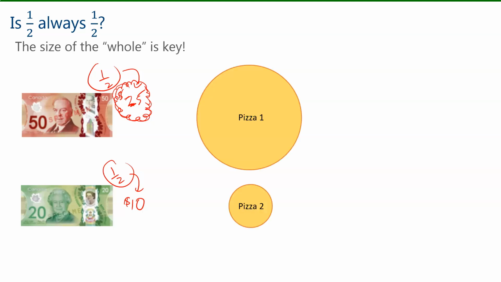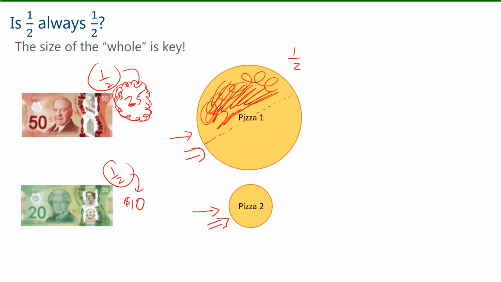Let's look at a couple of pizzas. So we have one larger pizza right here, and we have a smaller pizza right here. But pizza 1 is a whole pizza, and pizza 2 is a whole pizza. I'm going to give you half of pizza 1. So let's cut the pizza in half. I give you half.